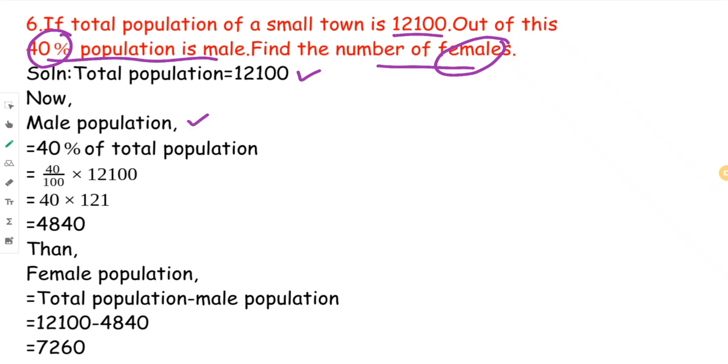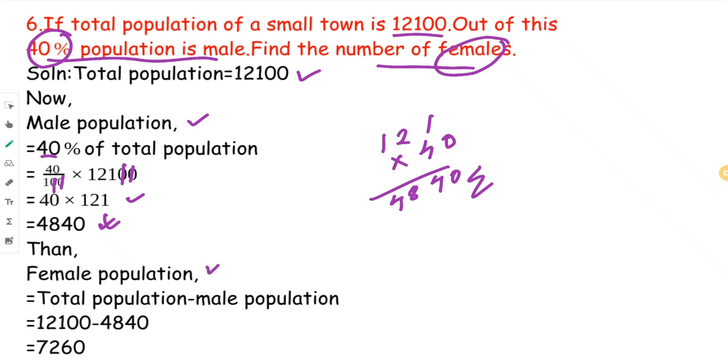So male population equals 40% of the total population, right? 40% means simply 40 by 100. Now let's start dividing 0 0 0 0. I'm going to have 40 into 1 2 1. So let's find out how much this is. 4 1s are 4, 4 2s are 8, 4 1s are 4, then 0. So now we know how many men there are, or the male population is 4,840. But the question told us to find the number of female population. Then female population equals total population minus the male population. So 12100 minus 4840. Let's do the subtraction here.